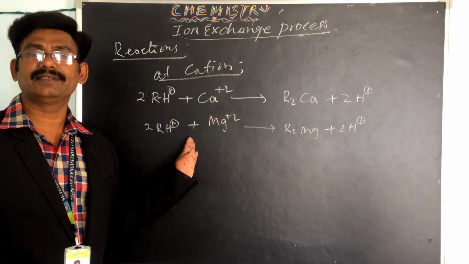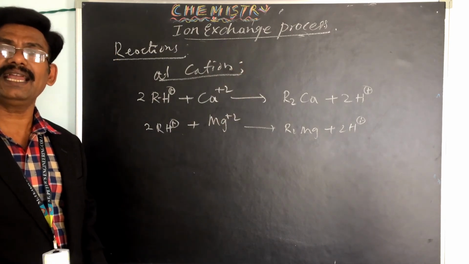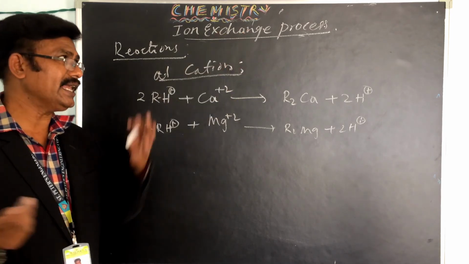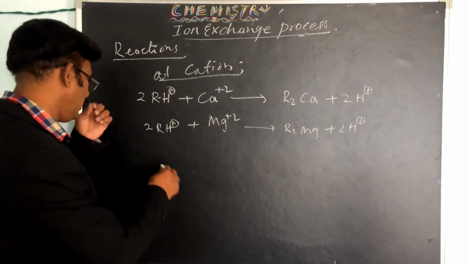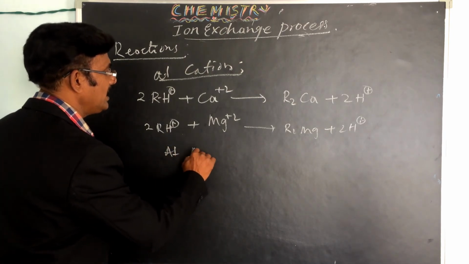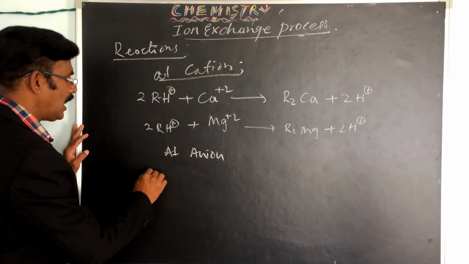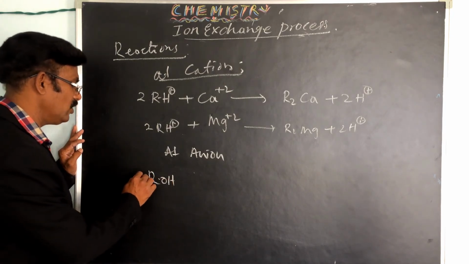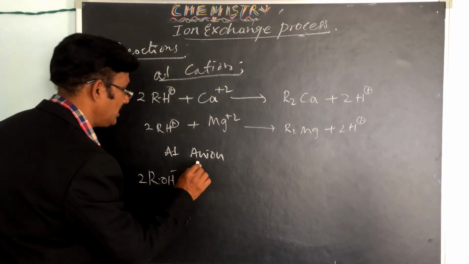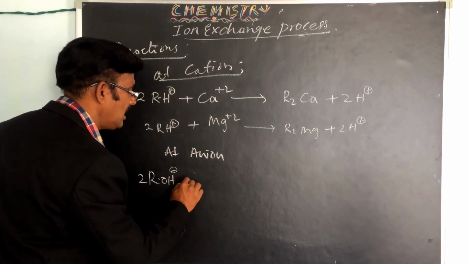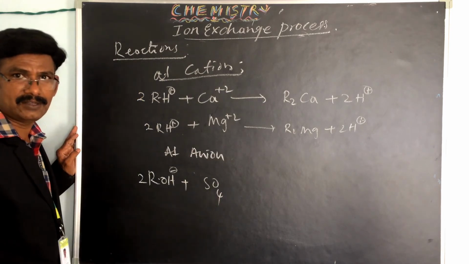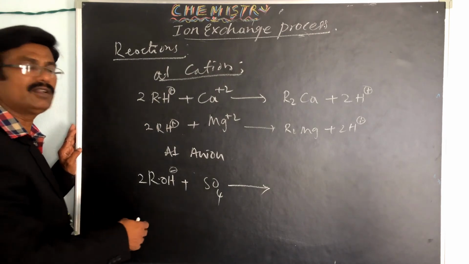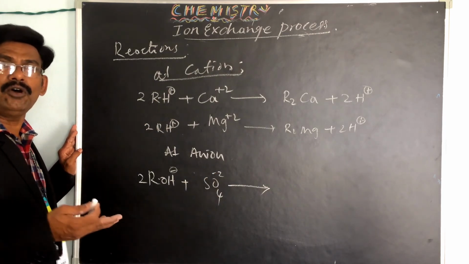Okay, now the anion exchange resin. It has OH minus and takes anions like sulfates, chlorides, or whatever. So here at the anion resin, ROH: R is the resin and OH is the anion. 2 moles of ROH reacts with the anions, sulfates or chlorides, whatever may be. First we look at the sulfates, calcium sulfate or magnesium sulfate, whatever, the sulfate minus 2. So what will come?